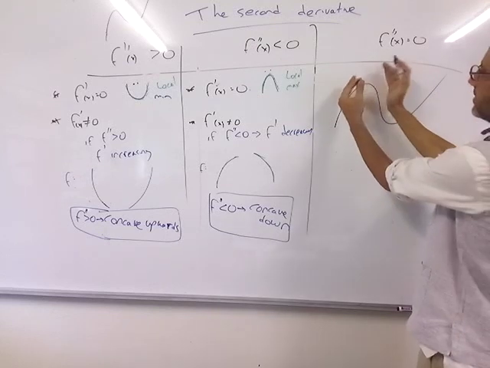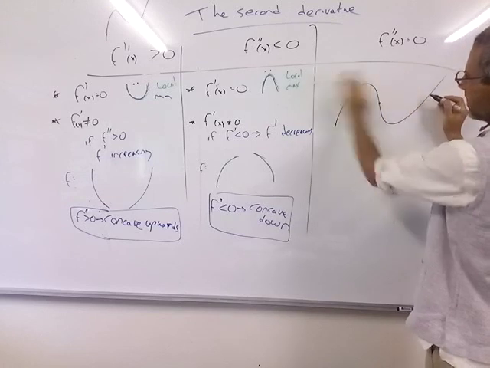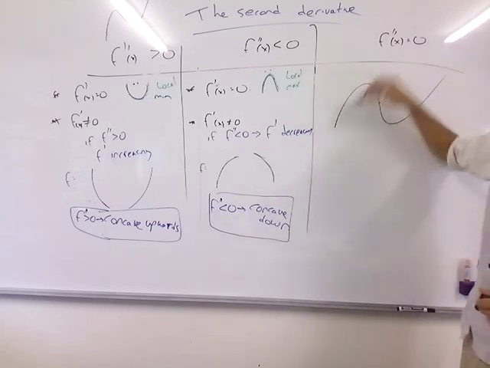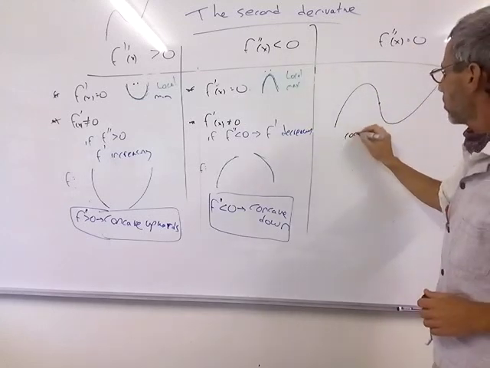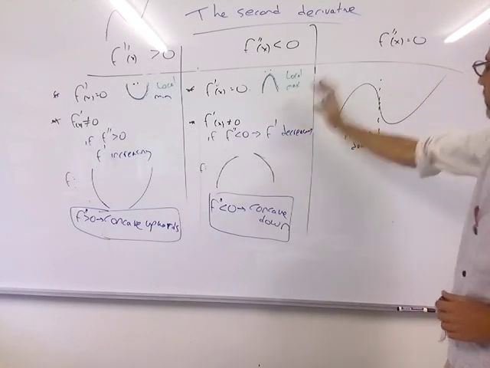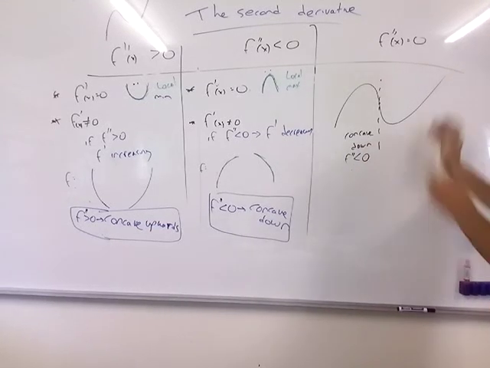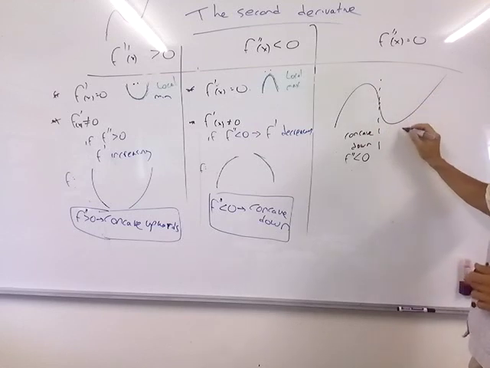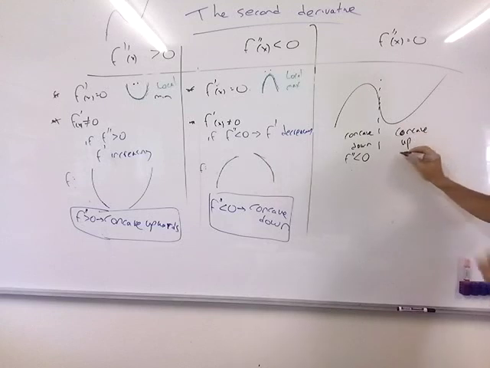What is the concavity on this side, from this point to the left? Is it concave up or concave down? Concave down, right. And that means that from here to the left, what can you tell me? The second derivative is less than 0. Yes. And after the sign change, what will be the concavity? Concave up, and that means the second derivative is larger than 0.